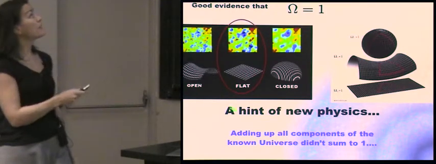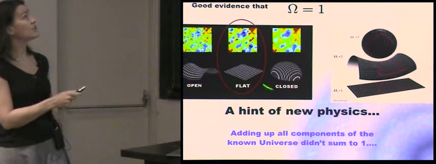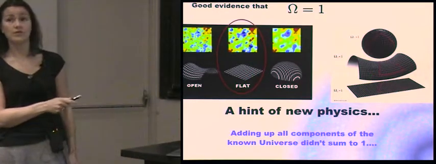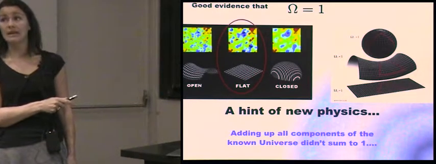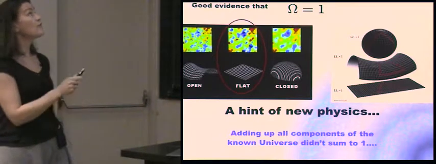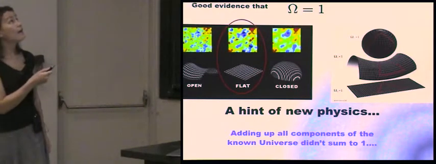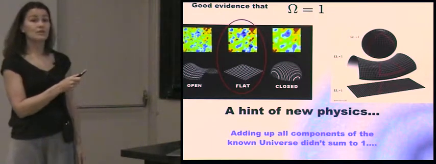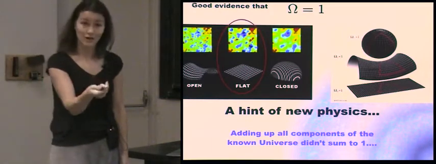So by measuring the size of these hot and cold spots, we can infer the geometry of our universe, and that tells us about the total cosmic inventory in our universe. So, very good evidence that the total omega, the total amount of stuff in the universe, is equal to 1 in these units of the critical density.